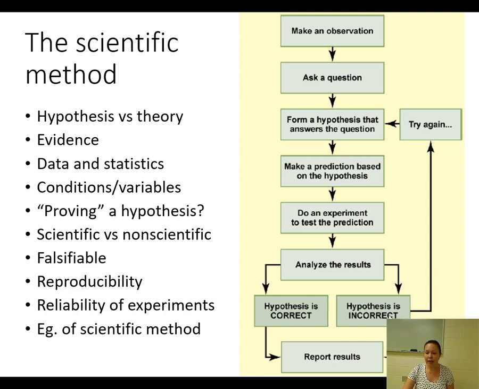Now, it's okay if your hypothesis was incorrect. You can still publish, because even if you have those negative results, that still helps to add to the body of literature that's out there in your topic. So it's okay if a hypothesis is not correct, you can still publish. But sometimes if you are able to, you can go back and you can try again, reform your hypothesis, and then test it again.